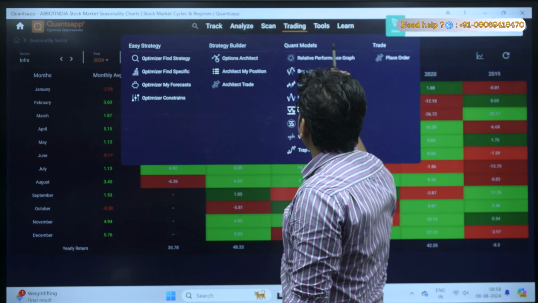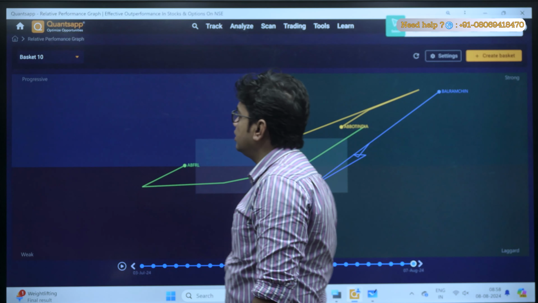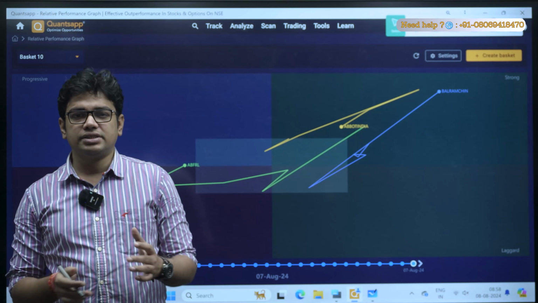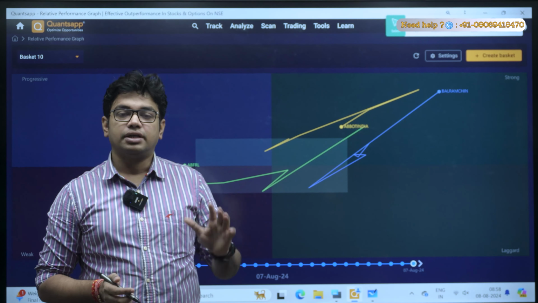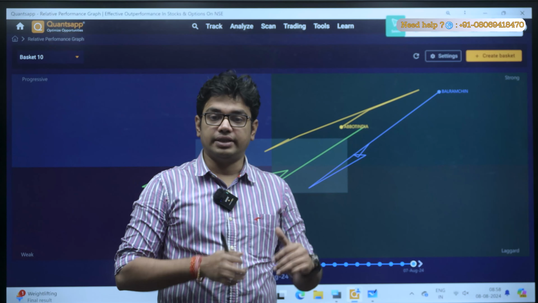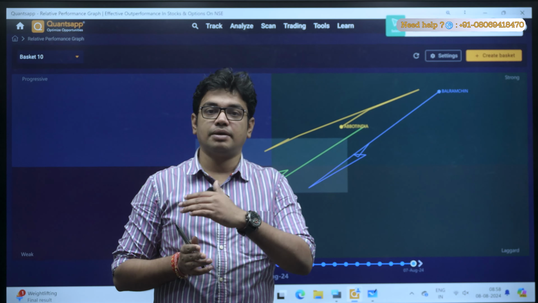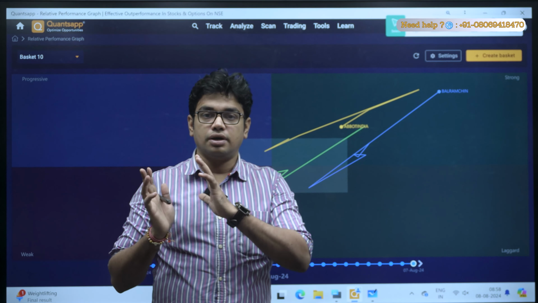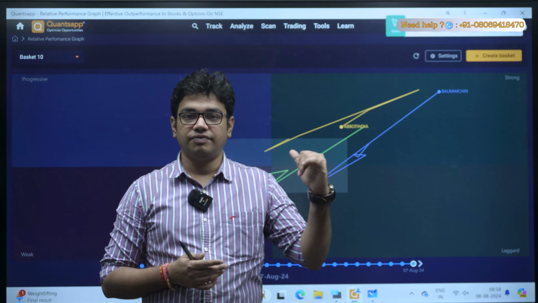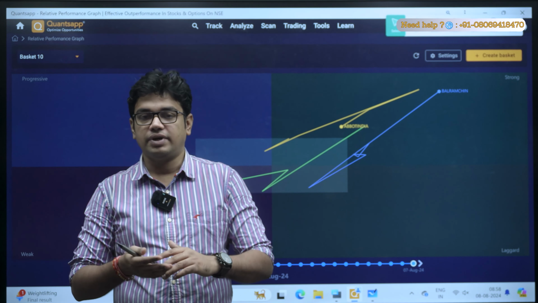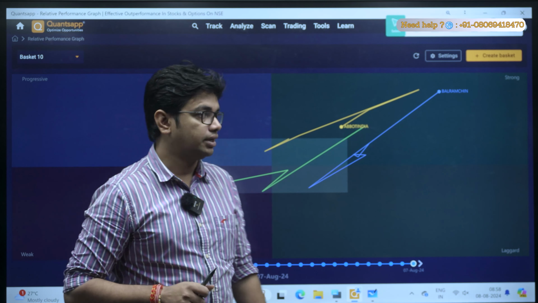For IT sector, I'll again go to RPG. Here if it is giving you negative performance, it doesn't matter, because when it is going down, then only it will come up, and when it comes up into the progressive zone, it will give you huge return. So that is a good sign if it is going down, and when it rises up, then it will give you good return.